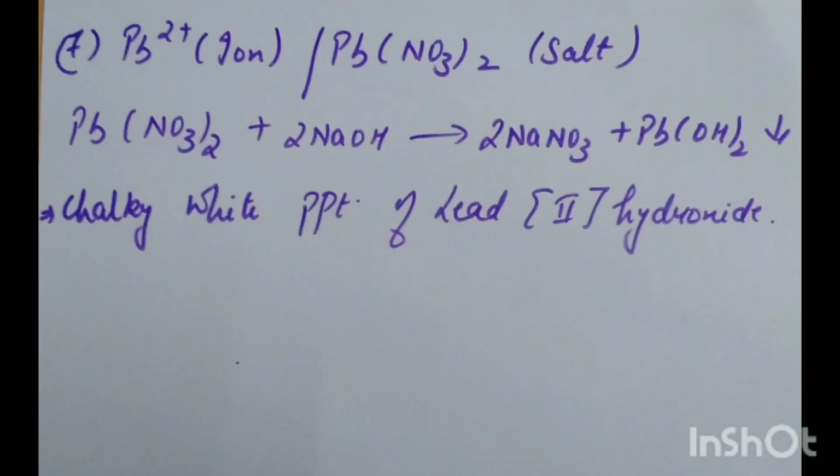Last reaction is for the lead ion from the lead nitrate salt. When we deal lead nitrate with sodium hydroxide, we are going to obtain sodium nitrate along with lead hydroxide, and the color becomes chalky white because of the presence of the precipitate of lead hydroxide.